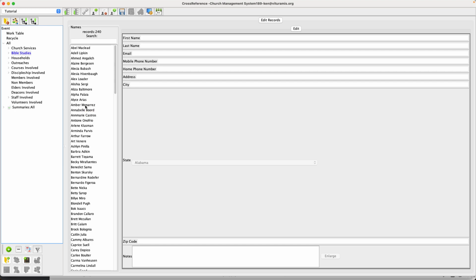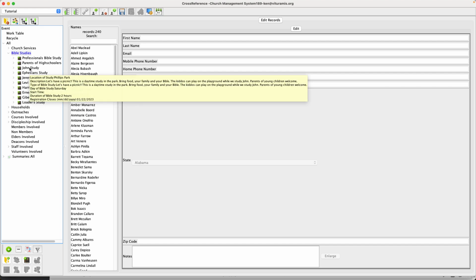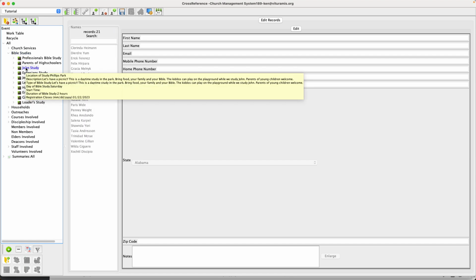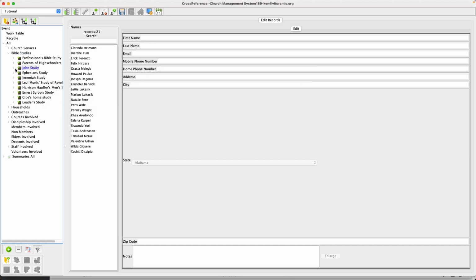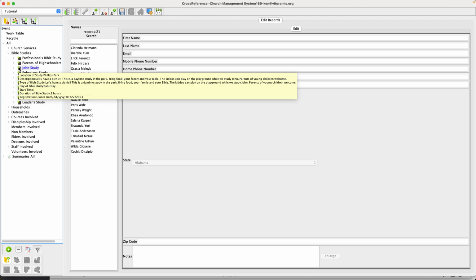And it's everybody who not only has come to a Bible study, but people who have been invited to Bible studies. And you can see these Bible studies listed out. As we go down within this group, you can see all the different Bible studies that are here. If we select one Bible study, you'll see the number of people both invited and people who actually attended this study. This particular study is called John's study.